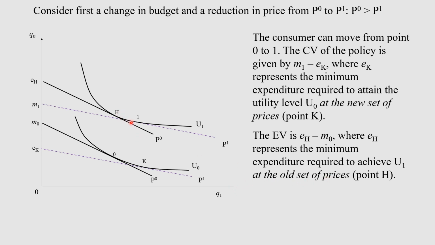So in this case, the consumer has a right to this utility level U1, this indifference curve, and with the old price they were at H. Now with the new price they are at P1, so the difference here is based on that old price, and it's equal to EH minus M0.